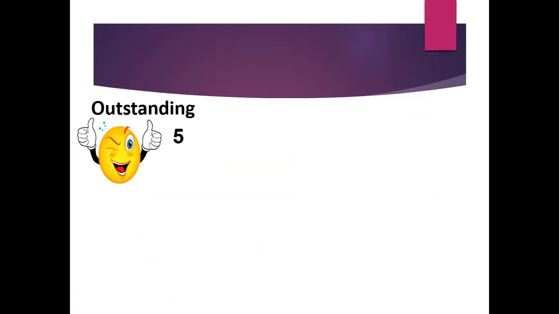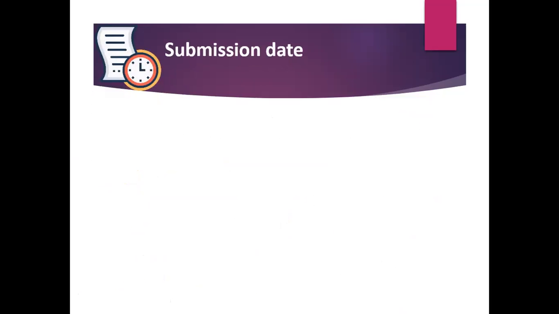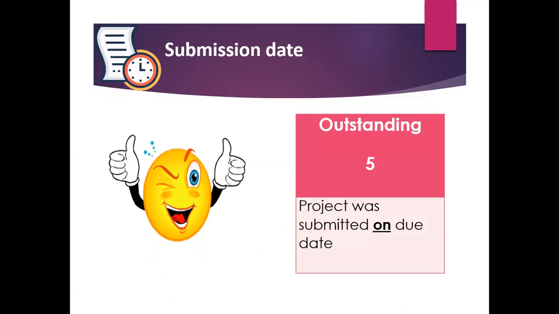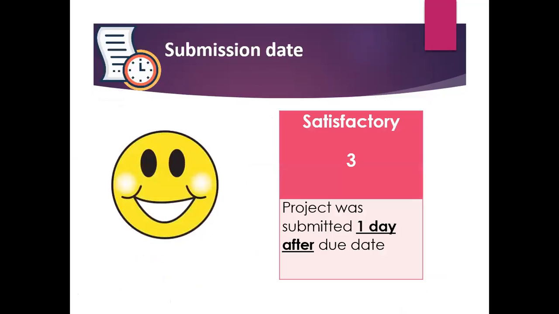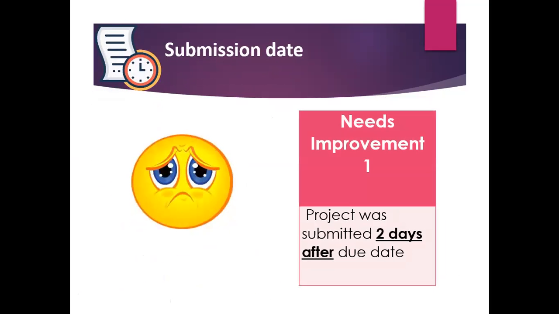Okay, however, I am going to give you a mark: 5 out of 5, 3 out of 5, or 1 out of 5. How? First of all, the submission date. What does this mean? If you give me the project on your due date, I will give you 5 out of 5. If you give me your project one day after the due date, I will give you 3. If you give me your project 2 days after the due date, you will take 1. Okay? This is about the date.